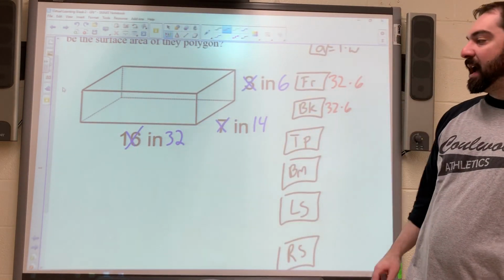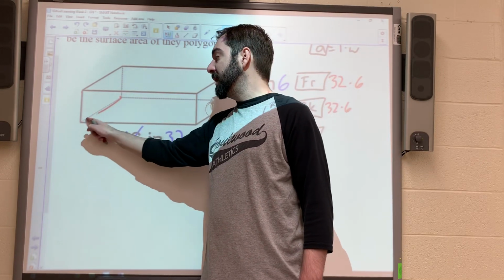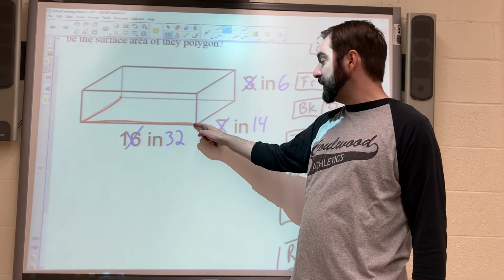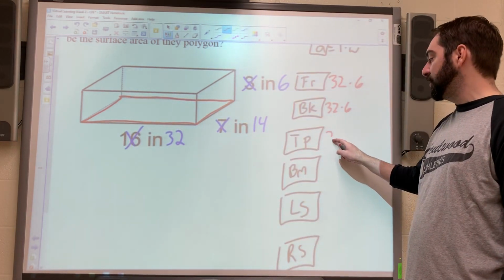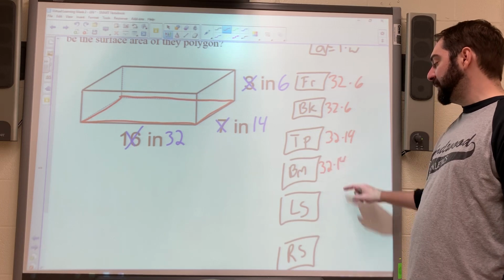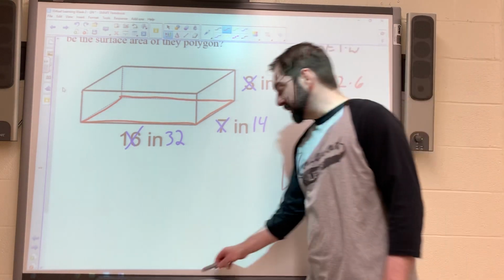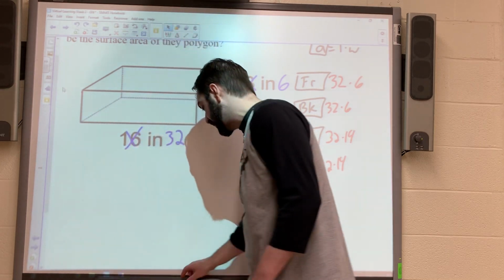Again, I'm going to do the top. There are no dimensions on the top, so I'm going to trace the bottom. Nothing. Okay, 32 inches, 14 inches. I have my length and my width, 32 times 14. The bottom is the same as the top, 32 times 14. Almost there, I just have my left side and my right side to go. Again, let me erase it for those of you watching at home.